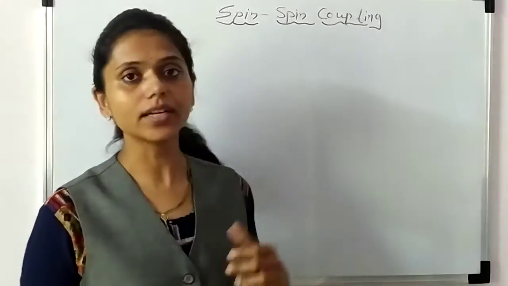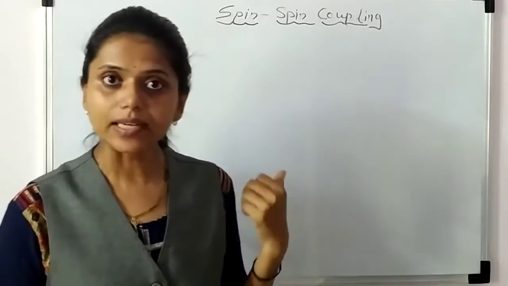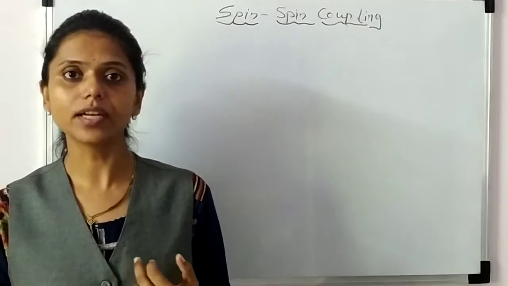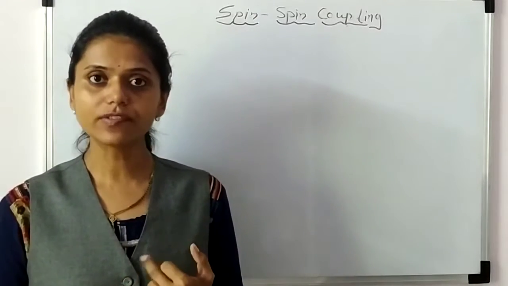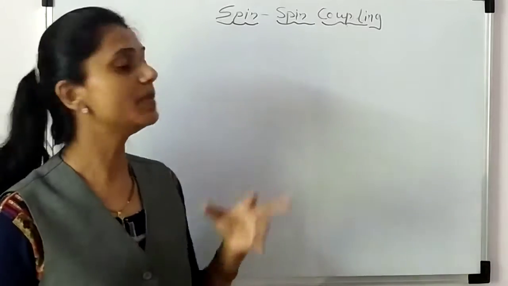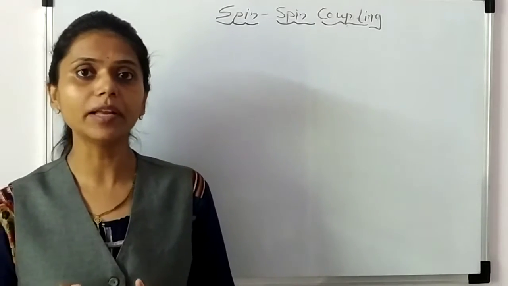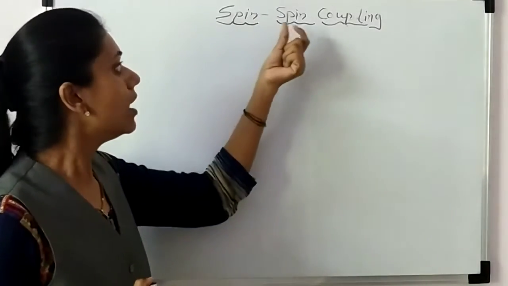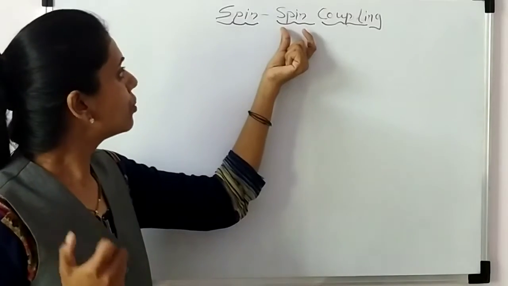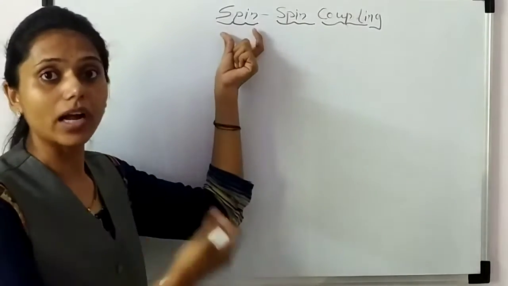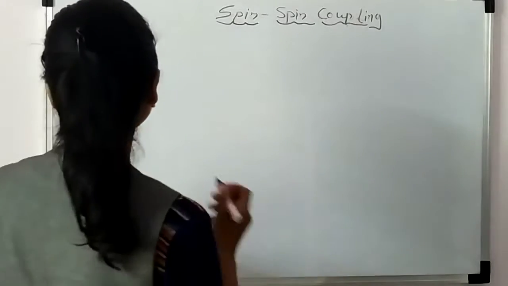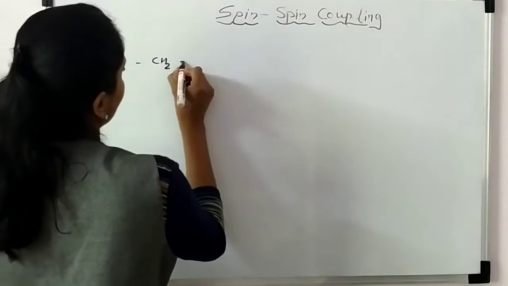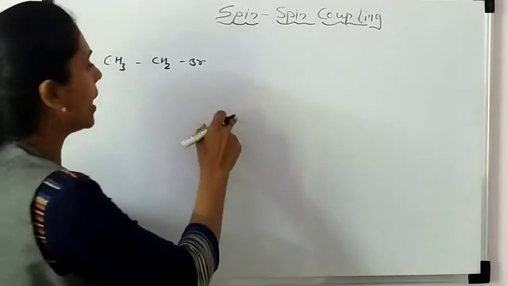In today's lecture, we have studied spin-spin coupling. We studied this point in aspects of NMR: the number of signals, position of signals, intensity of signals, and spin-spin coupling. What is meant by spin-spin coupling? In the name itself, we understand the spin of one nucleus is coupled with the spin of another nucleus. We have taken one example here, CH3CH2Br, that is ethyl bromide.